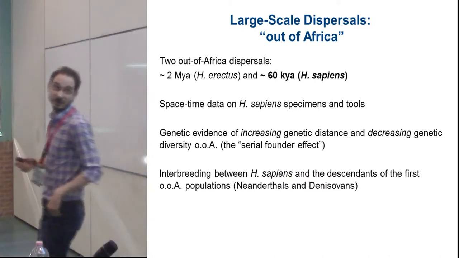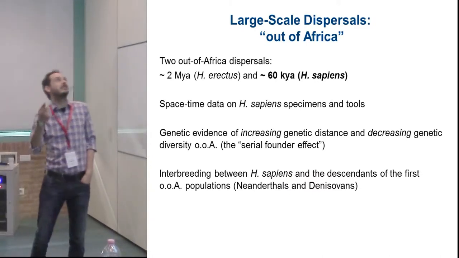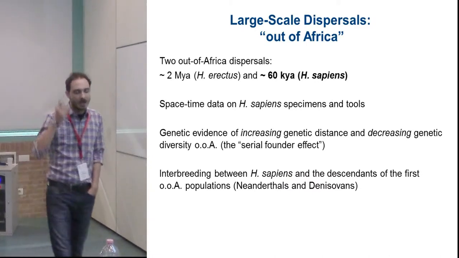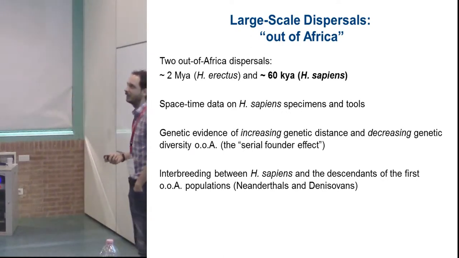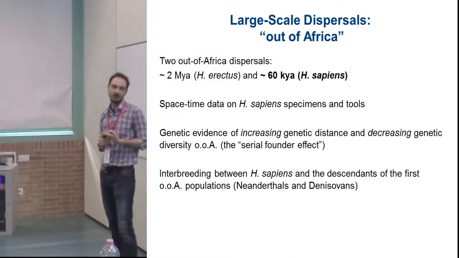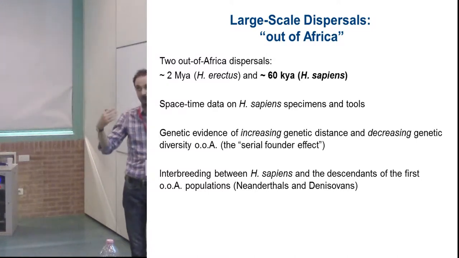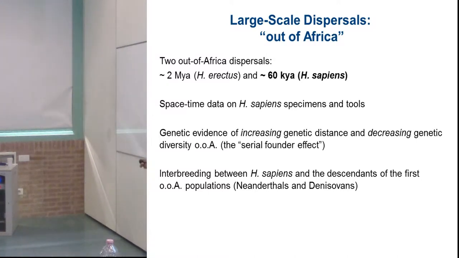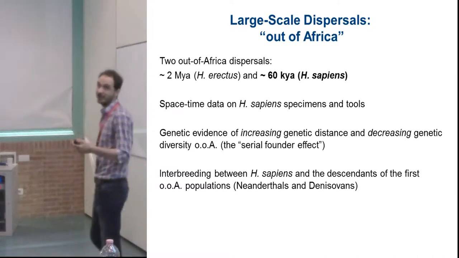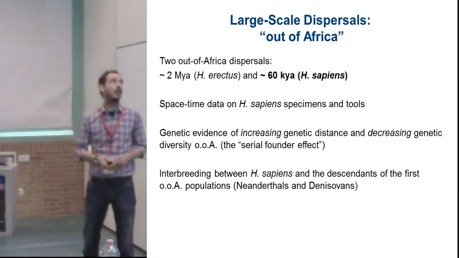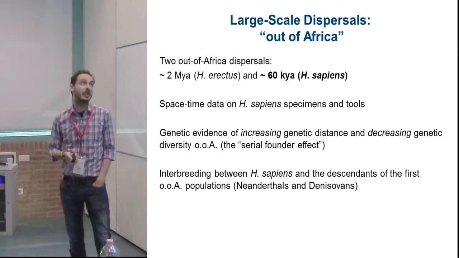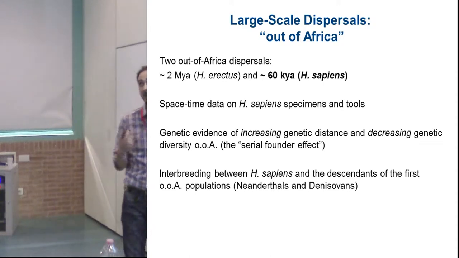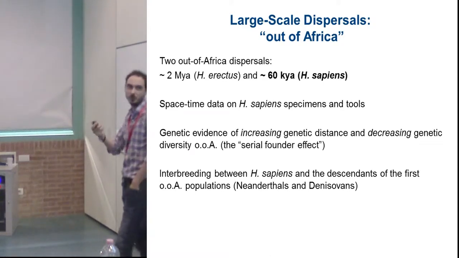So, large-scale dispersals, we're all interested in. Why do we call them large-scale dispersals? They're large-scale for three reasons. One, they deal with large spatial scales; in the case of human dispersals, scales much larger than the typical foraging range of hunter-gatherers. They deal with large numbers of individuals, and also with large timescales, hundreds or thousands of generations, so almost evolutionary timescales.